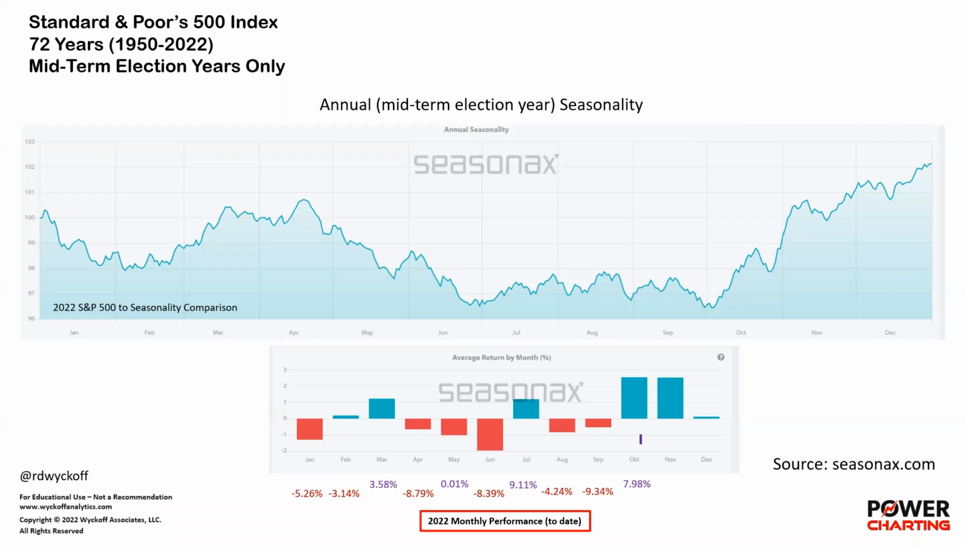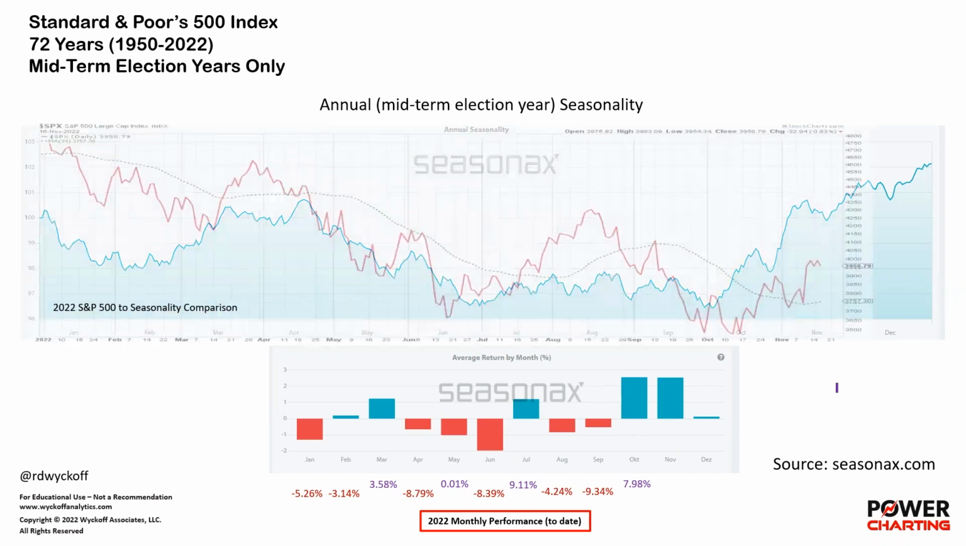And so we started off with a bang with the October advance, now in November. And like I said, up almost 8%. So where are we now? Well, we did this overlay prior, and here it is. It's scary how close it has really mirrored the seasonality chart.